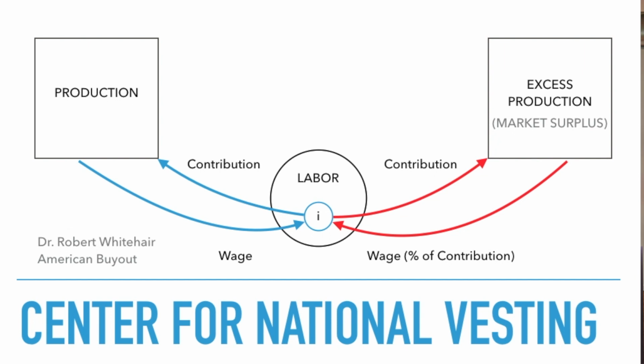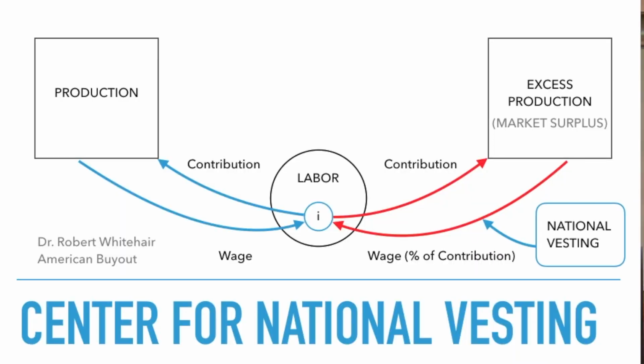Now that process, as shown in the diagram, where people are receiving a distribution back from excess production to the worker is called national vesting. That's what that process is. And again, it's not a redistribution of wealth. Someone who contributes to excess production is actually getting a percentage of what they contribute back from excess production by way of national vesting.